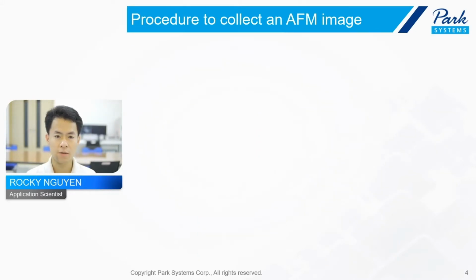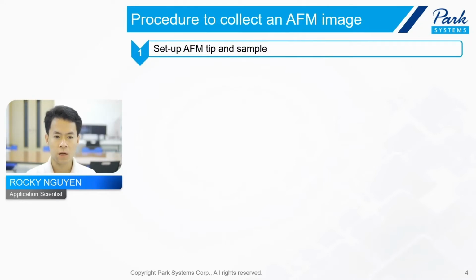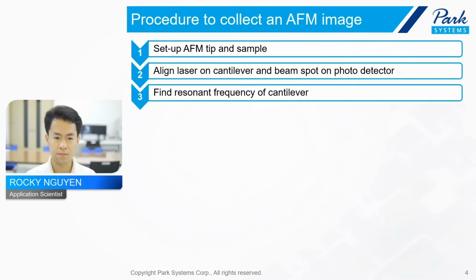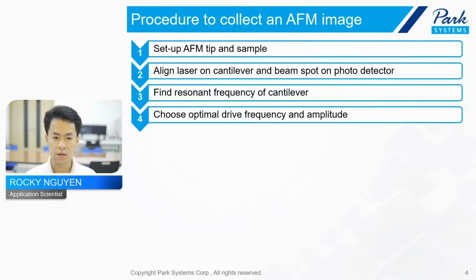Normally, to collect an AFM image, we have to go through about 10 steps. Firstly, we need to set up the AFM tip and the sample. Then we need to put the tip into the system and align the laser onto the end of the cantilever. After that, we need to adjust the offset of the beam spot on the photodetector. The third step is finding the resonant frequency of the cantilever. This includes finding the optimal drive frequency and the drive amplitude for the cantilever, and this differs case by case depending on the type of cantilever you are using.